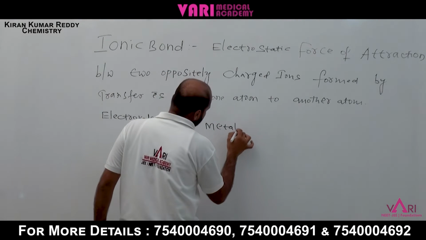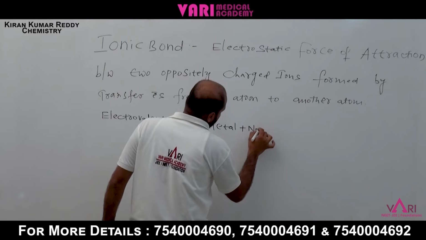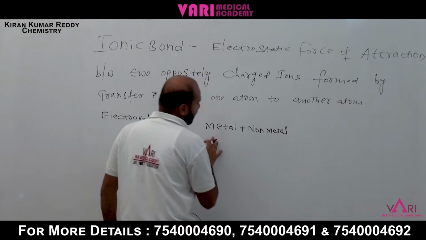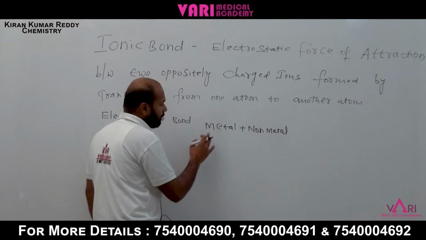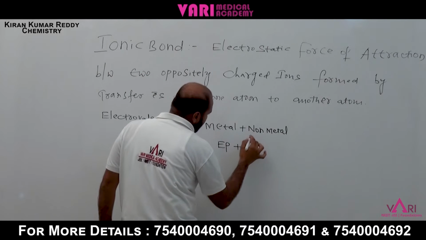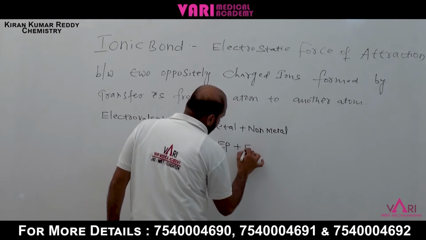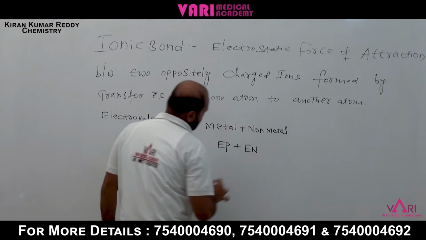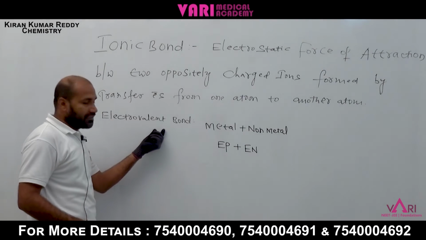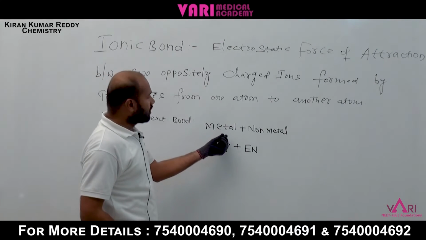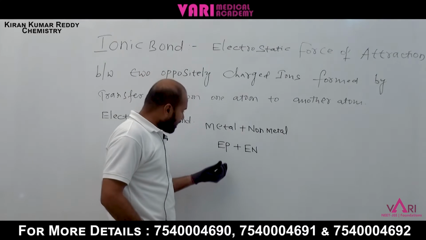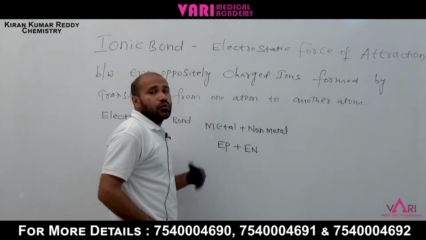Where is ionic bond formed? It is formed between metal plus non-metal. Metal is an electropositive element, non-metal is an electronegative element. Another name is electrovalent bond. Metals are electropositive in nature.